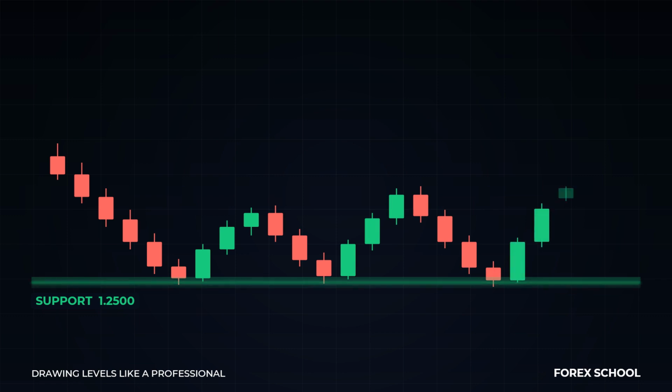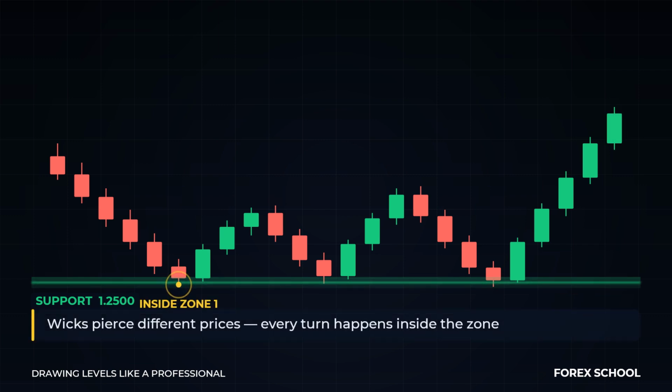If you had drawn a razor-thin line at the first low, the second and third touches would have looked like misses, and you'd have doubted a perfectly good level. The zone captures all 3. That thickness is not imprecision. It is realism.